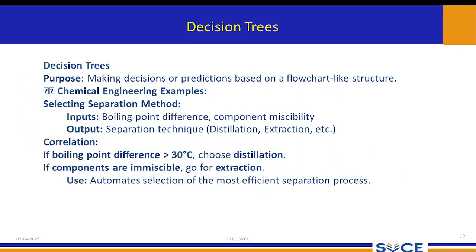So when you see here, when the boiling point difference is greater than 30 degrees, then I can go for distillation. If the components are immiscible, then I can go for extraction. So here is a flow chart type, yes or no.